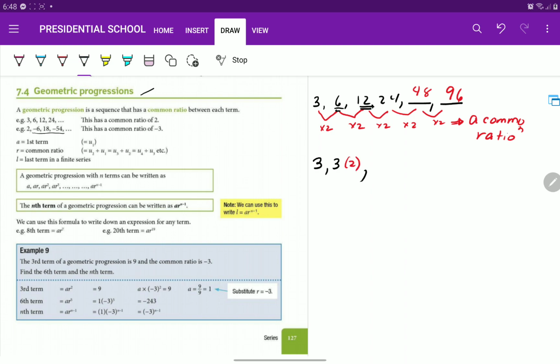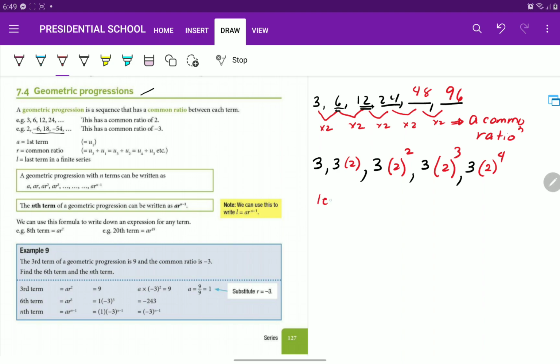The 12, the third term, can be written as 3 times 2 squared. The 24 can be written as 3 times 2 cubed. And let's keep on writing until 48. That is now equal to 3 times 2 to the 4. Okay? So what do you notice from here?